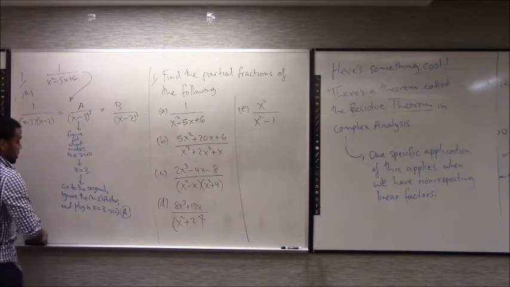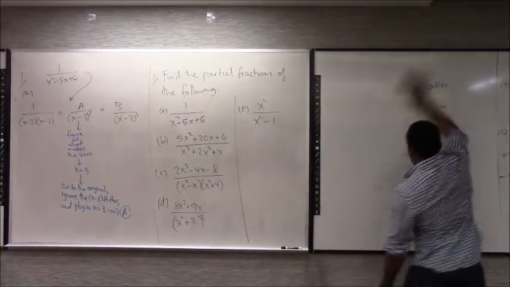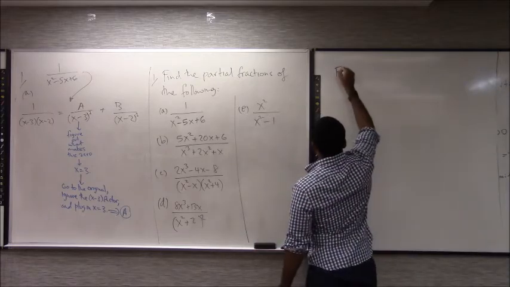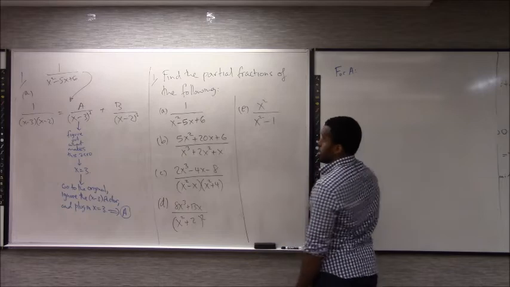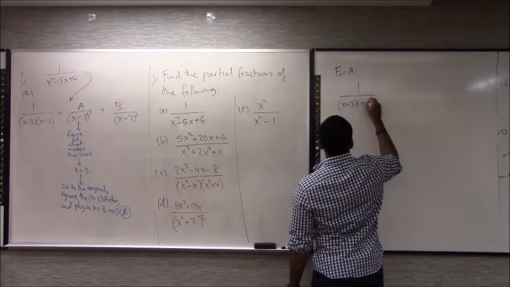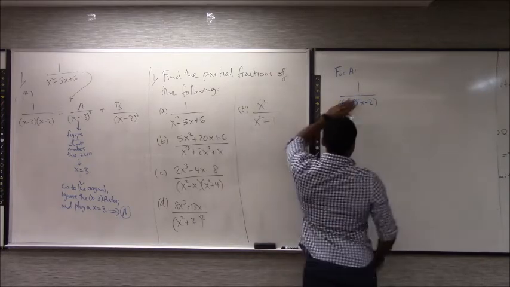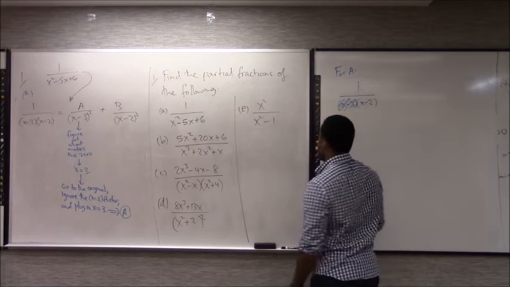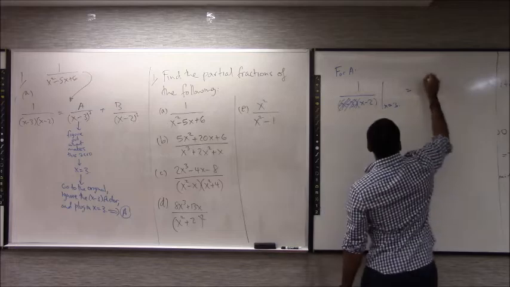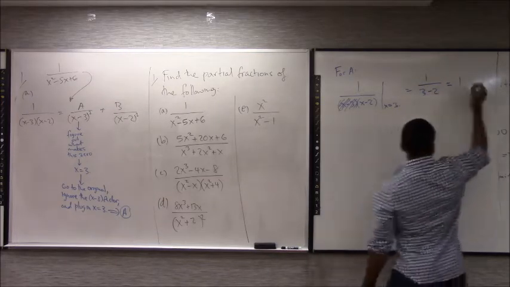Right now, let's see what that would look like here. So for A, essentially go back to the original, x minus 3, x minus 2, ignore this. Sometimes people call it the cover-up method because they just cover it with their hand, plug in, and evaluate that at 3. You will get 1 over 3 minus 2, which ends up being 1, and that's your A.